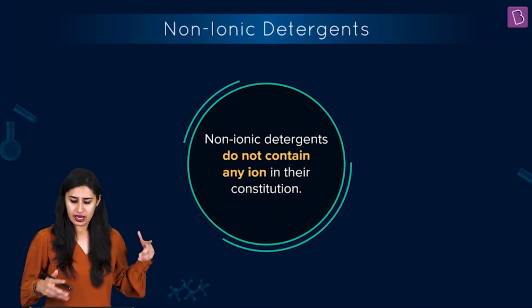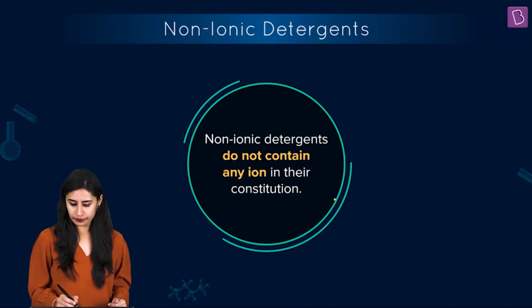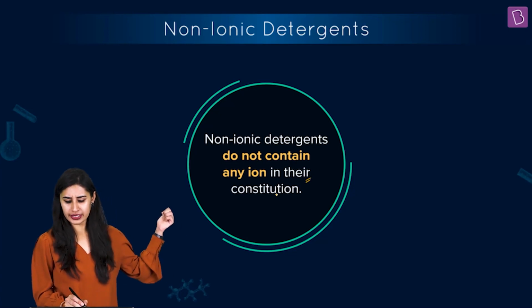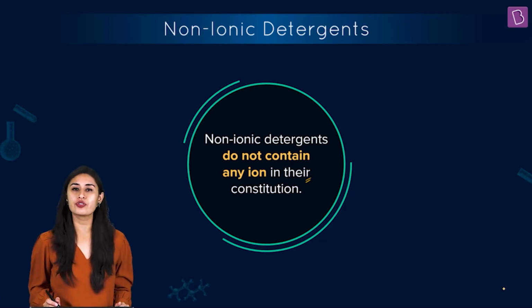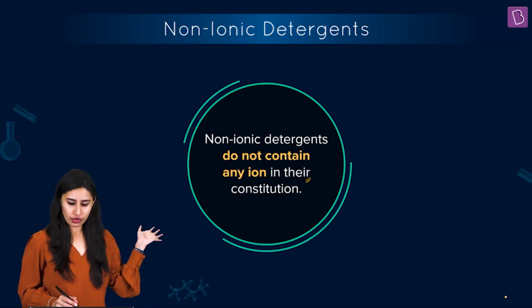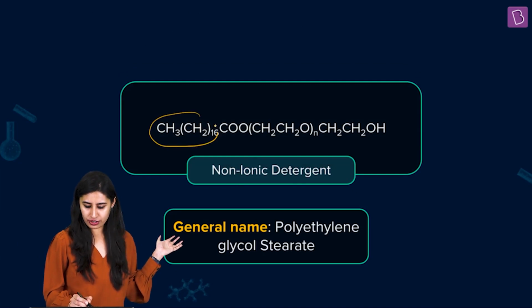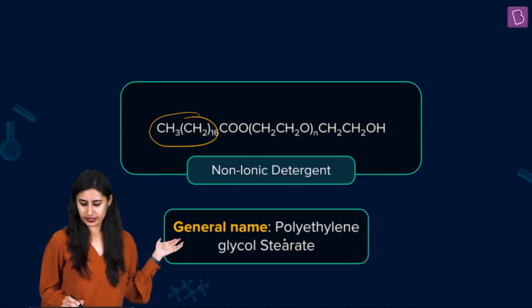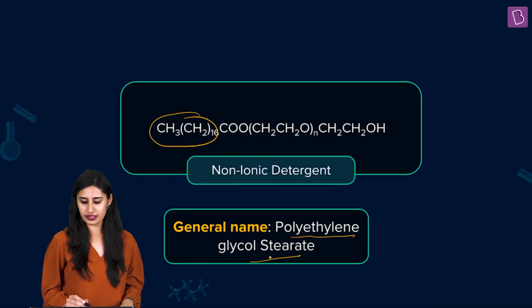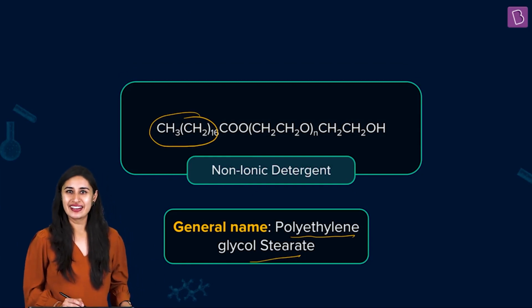What is this? Non-ionic detergent, like the name suggests, there are no ions involved here, right? They do not contain any ion in their constitution. We get that from the very name itself. Let me show you an example. Look at this. We have a huge hydrocarbon chain yet again. What is it? Polyethylene glycol stearate. Okay, this is a non-ionic detergent.